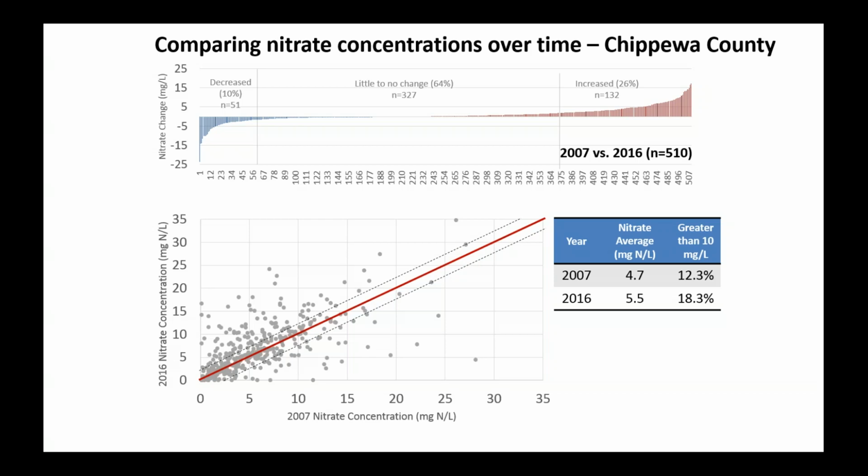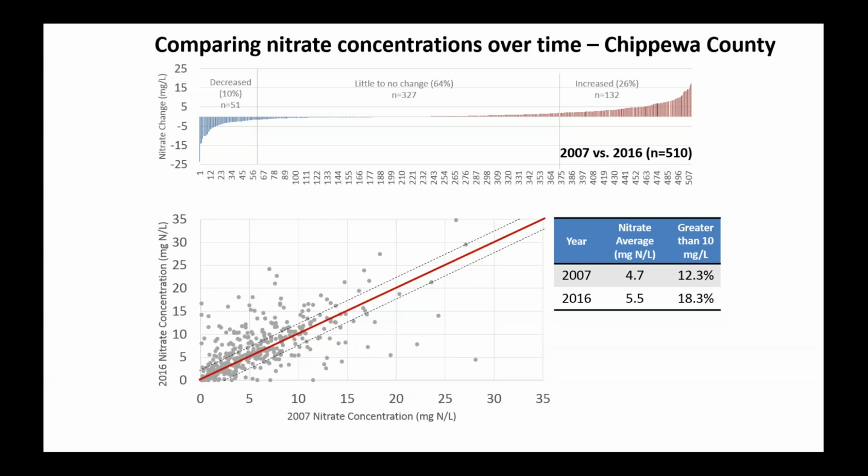The overall data would suggest that on average, nitrate concentrations in Chippewa County have gone up by about 1.2 milligrams per liter in terms of the aggregated average for the county between that time. Also, the percentage of wells that exceeded 10 milligrams per liter went from 12.3 up to 18.3. So the question is, does this constitute a trend? We can say that groundwater quality has changed between those two years, but we don't know what happened in between that time period to say if this really constitutes a trend.